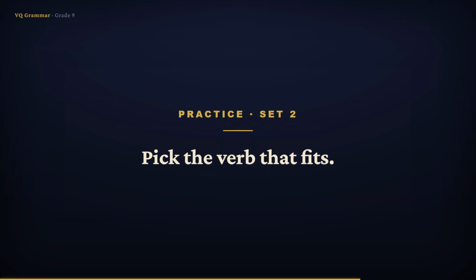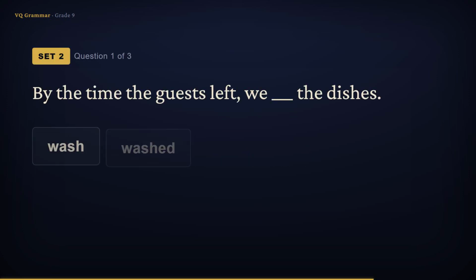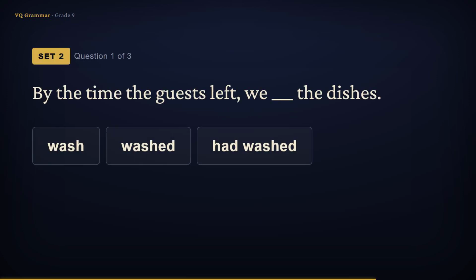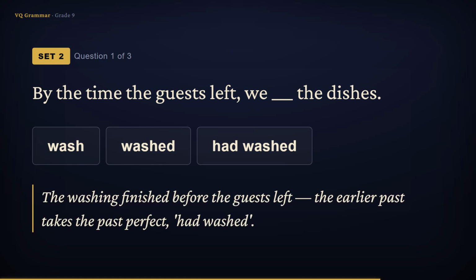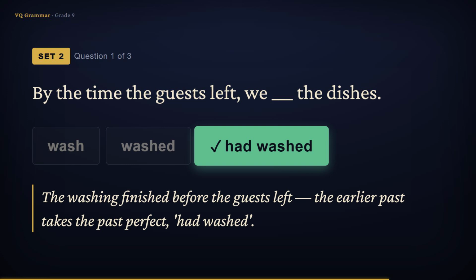In this second set, each sentence is missing a verb. Read the timing clues, then choose the form that keeps the tenses compatible. Pause and try each before I answer. By the time the guests left, we blank the dishes. The washing was finished before the guests left, so it's the earlier of two past actions. That calls for the past perfect. The answer is had washed.